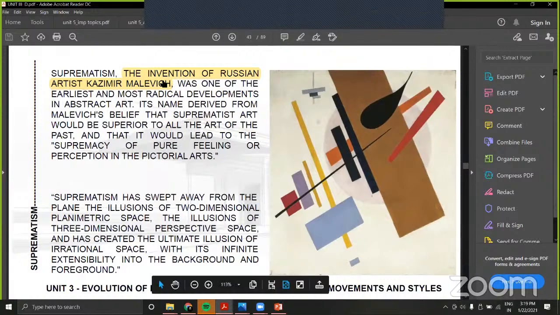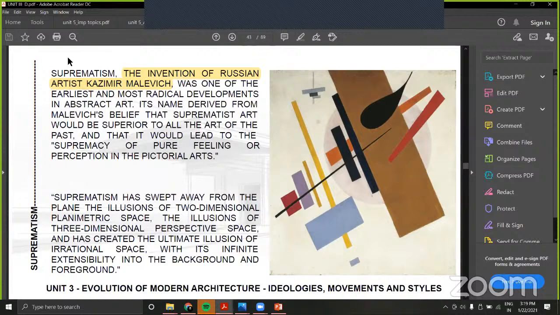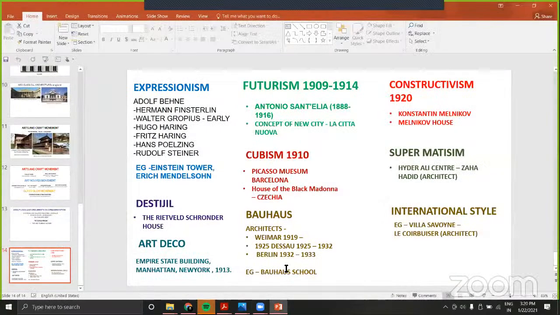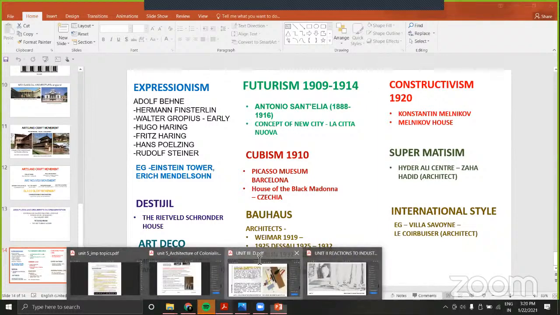Suprematism. Suprematism, the invention of Russian artist Kazimir Malevich. Since I think this can be asked in the 1 mark, because when we have the exam, we will be having any 2 questions from this unit. Since it's any one of suprematism or the other movements, I think they will be asking about suprematism with any example. So I have written all this. Which year it was started, that is 1910 cubism, 1909 to 1914 futurism. So just note down all these things and it will be really helpful.